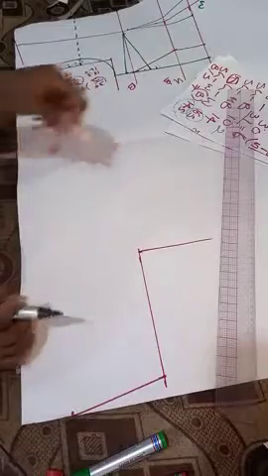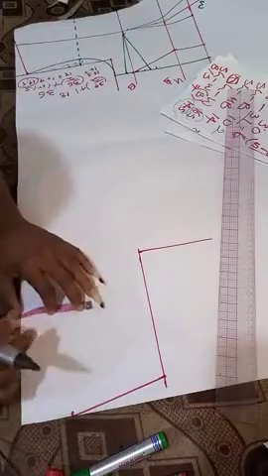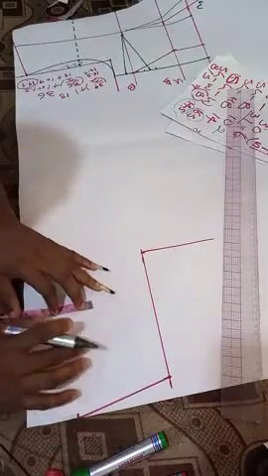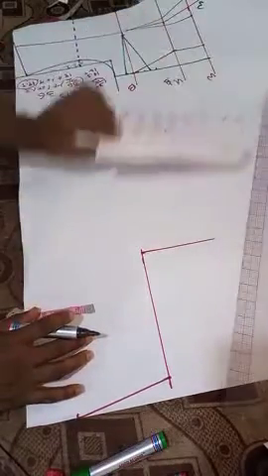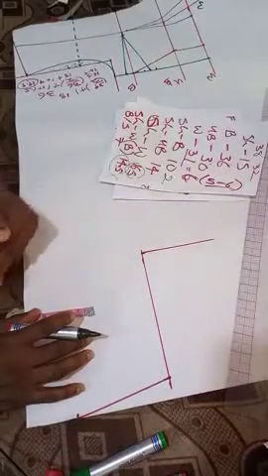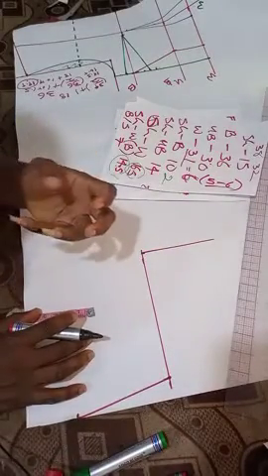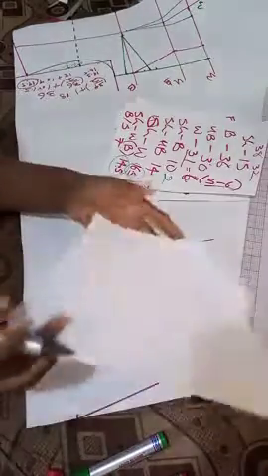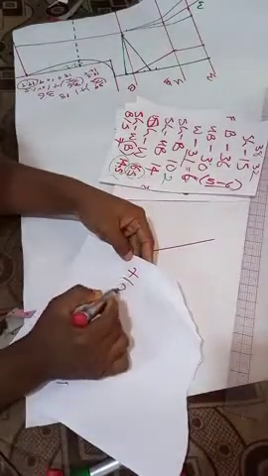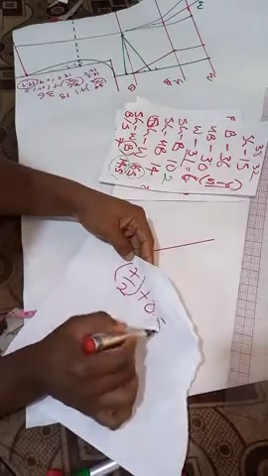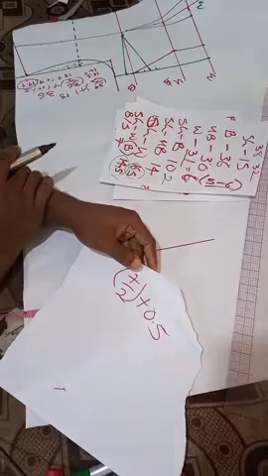Now the next thing for me to do is to mark out my bust span, right? My bust span. Now in this case we said our bust span is 7 inches. Now remember, for the front we divided that by 2, right? We are going to still do the same thing for the back. 7 divided by 2, but in this case we will be adding 0.5, right?